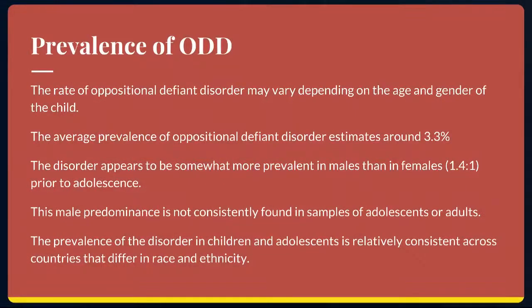The rate of oppositional defiant disorder may vary depending on the age and gender of the child. The average prevalence of oppositional defiant disorder is estimated at around 3.3%. The disorder appears to be somewhat more prevalent in males than females prior to adolescence. The male predominance is not consistently found in samples of adolescents or adults. The prevalence of the disorder in children and adolescents is relatively consistent across countries that differ in race and ethnicity.